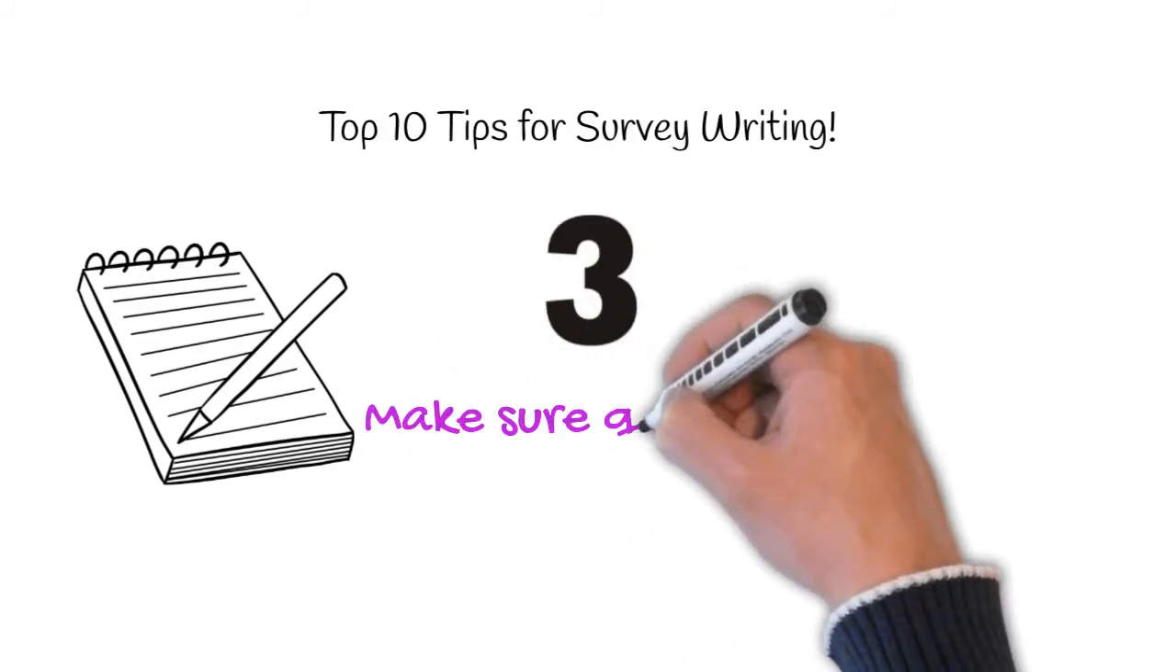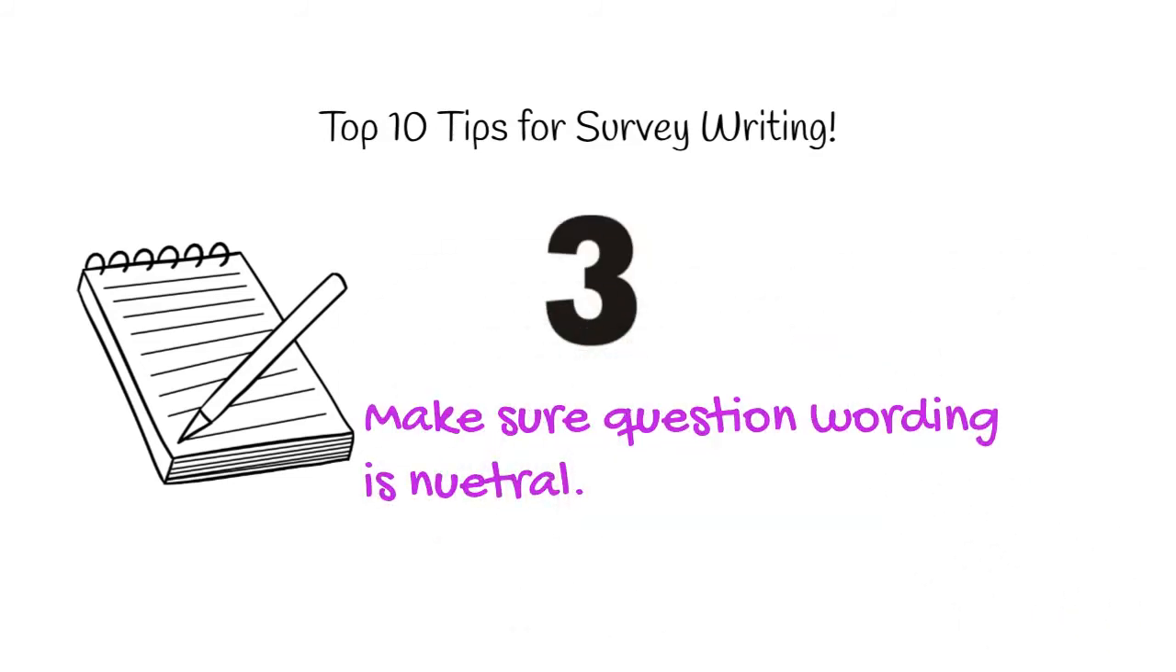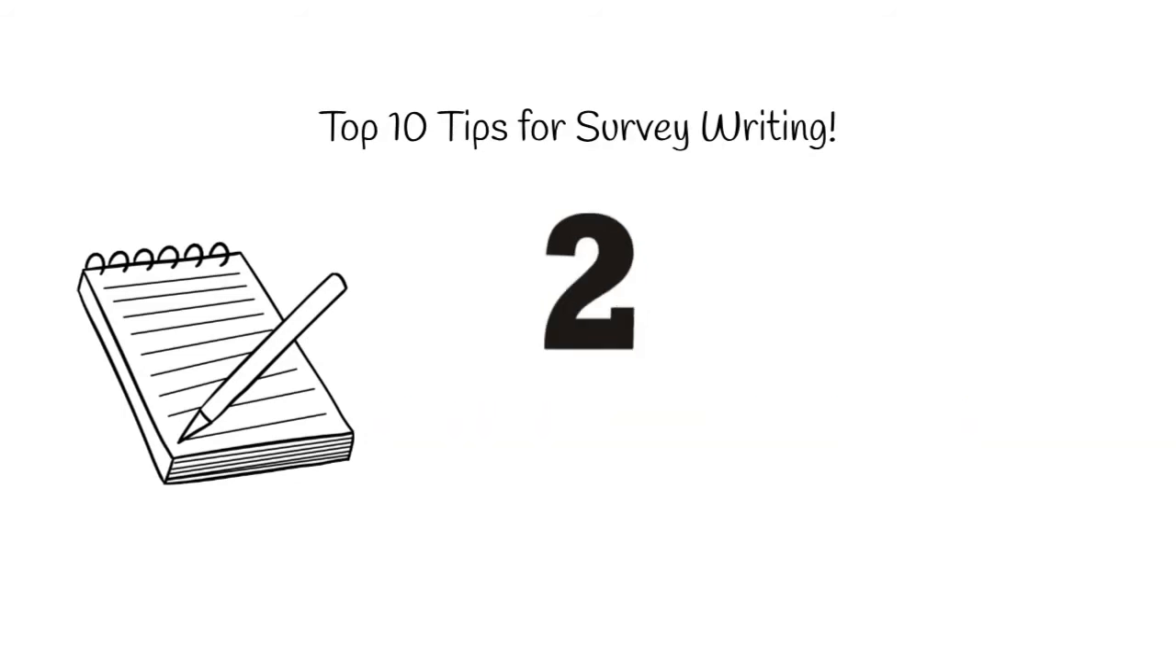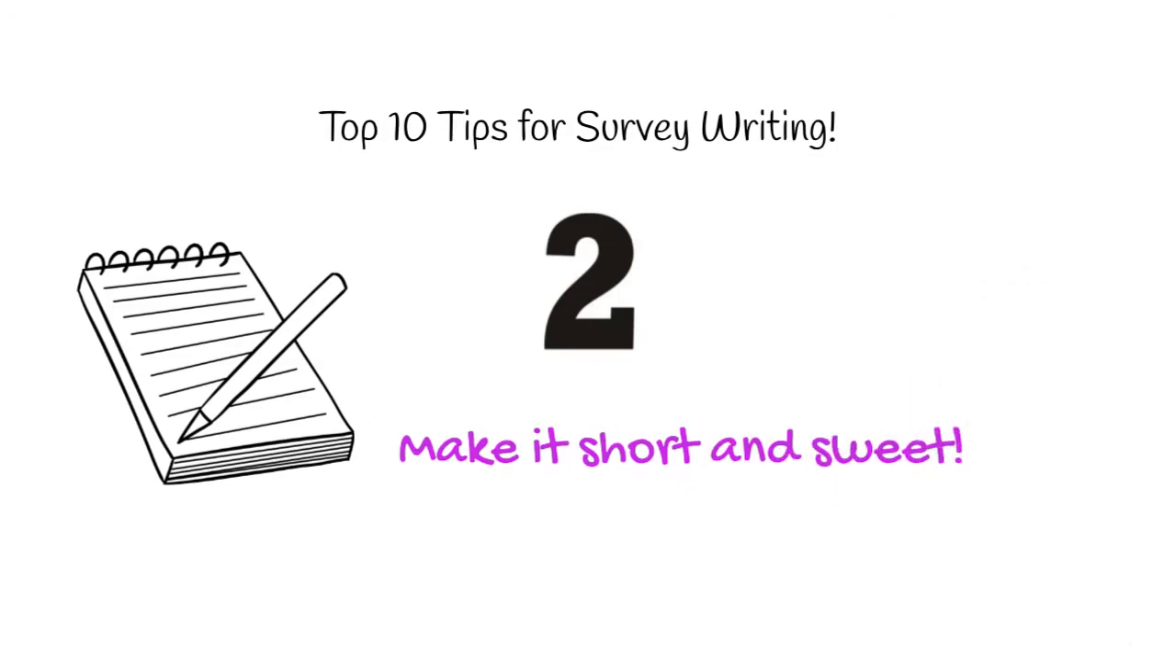Tip 3. Make sure your wording is neutral. Instead of asking your respondents how much they like or dislike the food in the cafeteria, instead, you can ask them for their thoughts on the cafeteria food. Tip 2. Make your survey short and sweet. This will help you to get a better response rate. By careful planning using our previous tips, you'll be able to accomplish this.